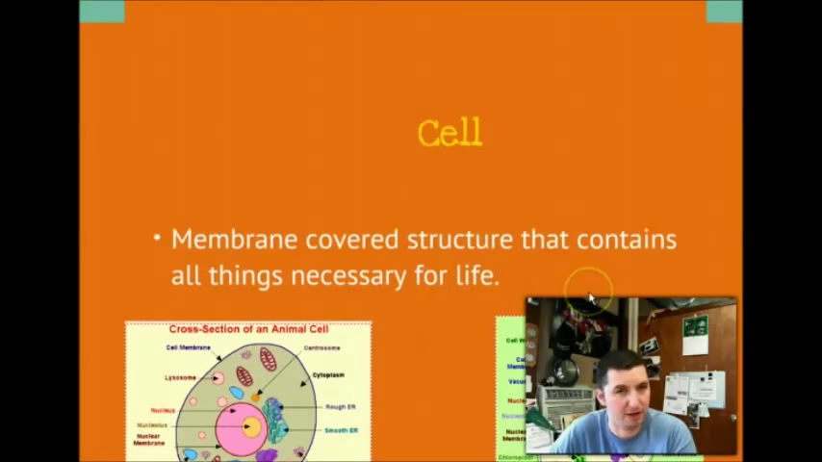First off, the cell, you should know what the heck that is by now. Okay, it's a membrane-covered structure, aka cell membrane. All right, and it contains all the things necessary for life. And that's all those organelles that you've been learning about over the past 2 weeks.